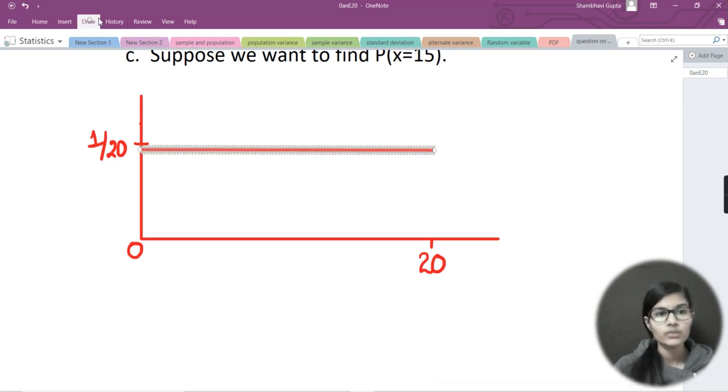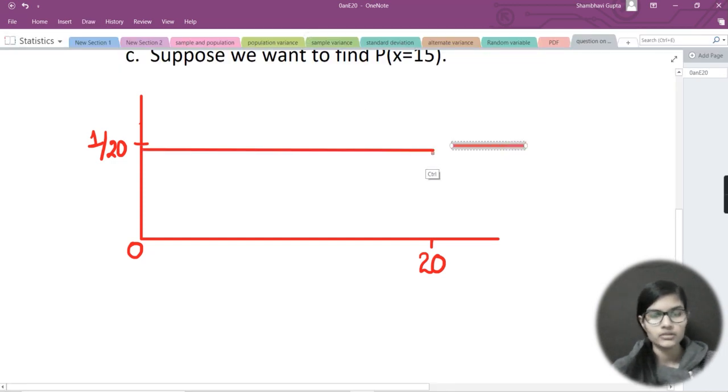Okay, and after that what I need to draw is that I need to just join this. Okay, so I'm so sorry. Okay, let's join it like this only, right? So basically this is our graph which would be made for this example.